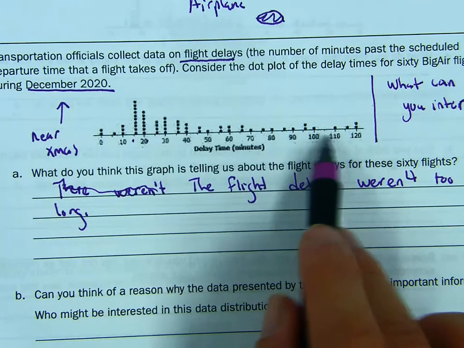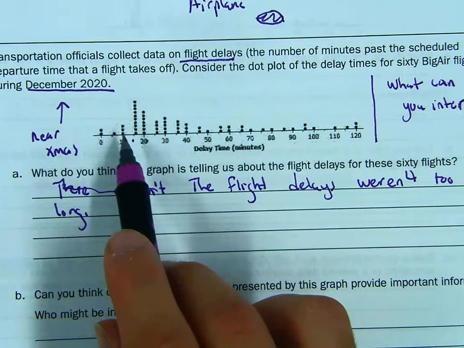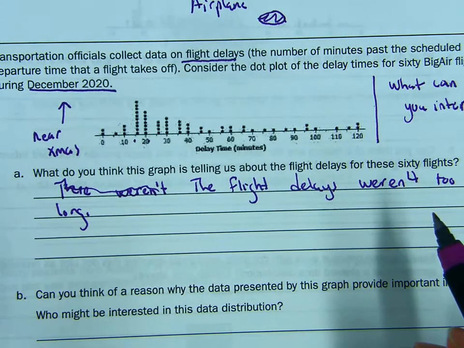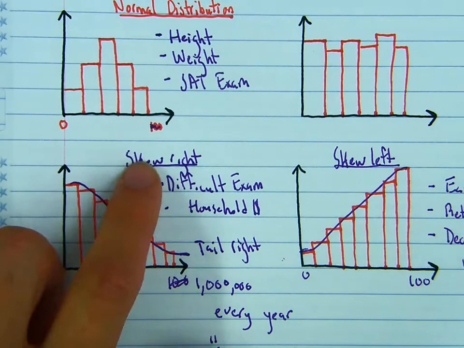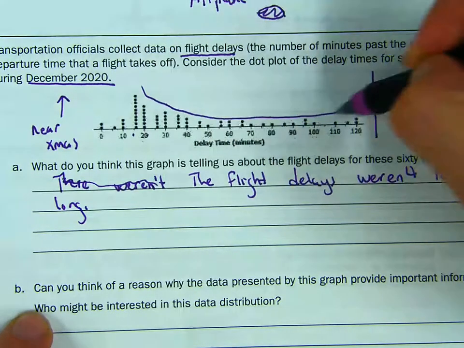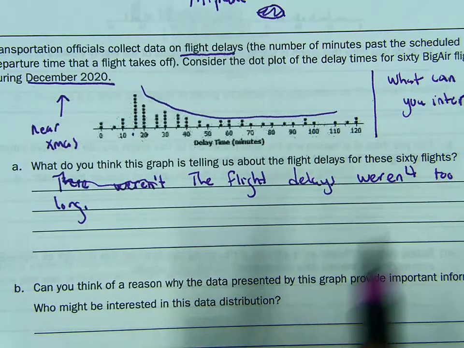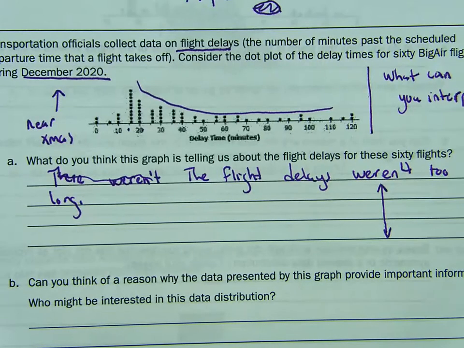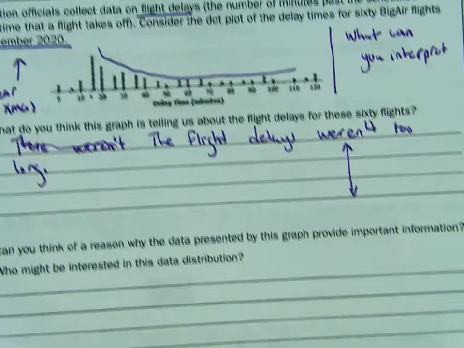Were there some other ones over here? Yes, but not as frequent. And notice what type of distribution this has, right? Based on our notes, this looks like a skew right, because more of my data values are here versus towards the end. And that's the idea over here. It looks kind of like something like this, right? So the flight delays weren't too long. Are there any other things you could think about? What else? Yeah, okay, the flight delays weren't too long.